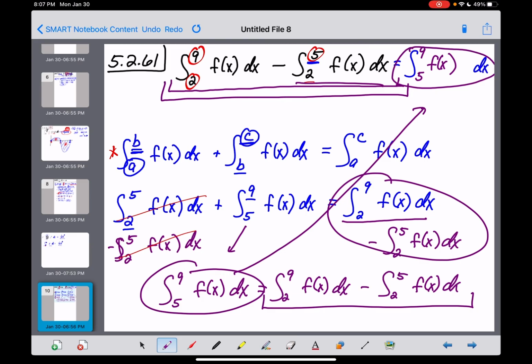So all we had to do was set up an original statement right here using that additivity property for adjacent intervals, and then figure out what our a, b, and c values were to come up with this statement right here. An integral from 2 to 5 plus an integral from 5 to 9 could just be rewritten as an integral from 2 to 9. And then we just had to use basic laws of algebra to get this expression here worked out and figure out what was left over. So that is number 61.